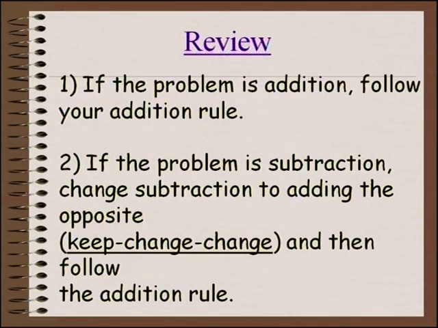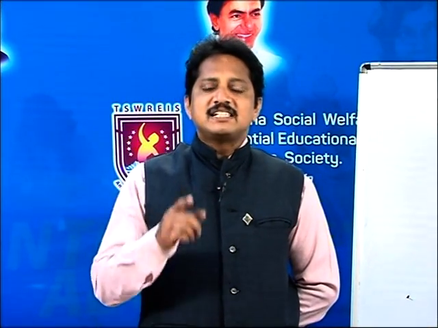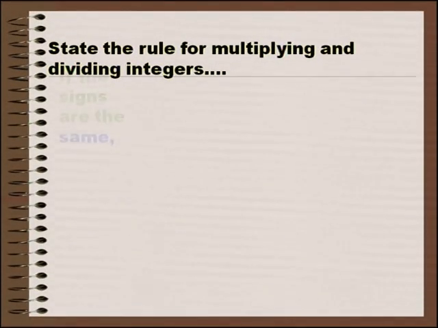Okay. Now I am going to revise this. If the problem is addition, follow your addition rule. If the problem is subtraction, change subtraction to adding the opposite. Is it clear? 7 plus 3, just use the addition rule and write it as 10. When 7 minus 3, just write it as 7 plus minus 3, which is nothing but 7 minus 3. Okay. So I am giving you some work: state the rule for multiplying and dividing integers.